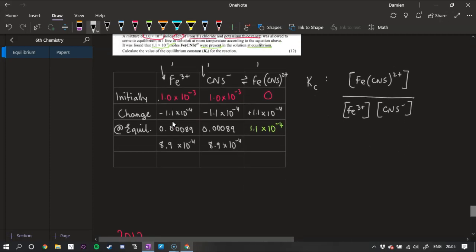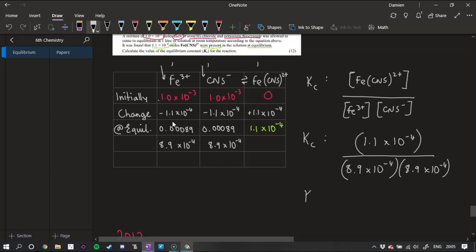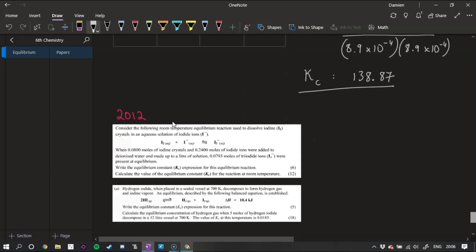And then just fill in all your numbers. So Kc for this reaction is going to be 1.1 by 10 to the minus 4, and all of that is going to be over Fe3 plus, which is 8.9 by 10 to the minus 4, multiplied by 8.9 by 10 to the minus 4. And when you pop that into the calculator, you're going to get a Kc value. I worked it out as 138.87, which I think is right according to the marking scheme. So that's Kc for that.